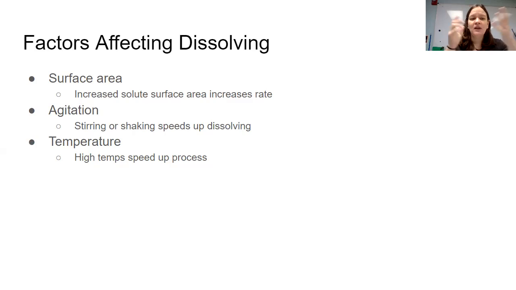Agitation. Agitating means to either stir or shake, and that is going to speed up the rate of dissolving, because again, you're continuously bringing fresh solvent in contact with your solute particles. And then temperature, if you think back to kinetic molecular theory, temperature means that the molecules are moving faster. So the more they're moving, the faster you're going to dissolve, because you're getting more solvent contacting the solute. And so higher temperature is going to speed up the process of dissolving.